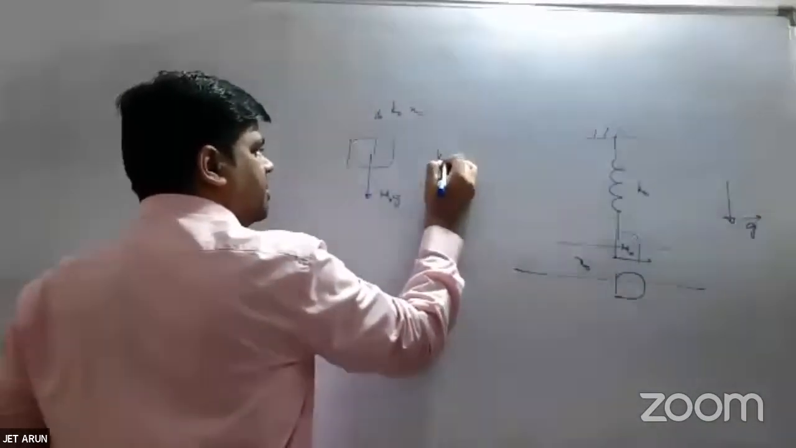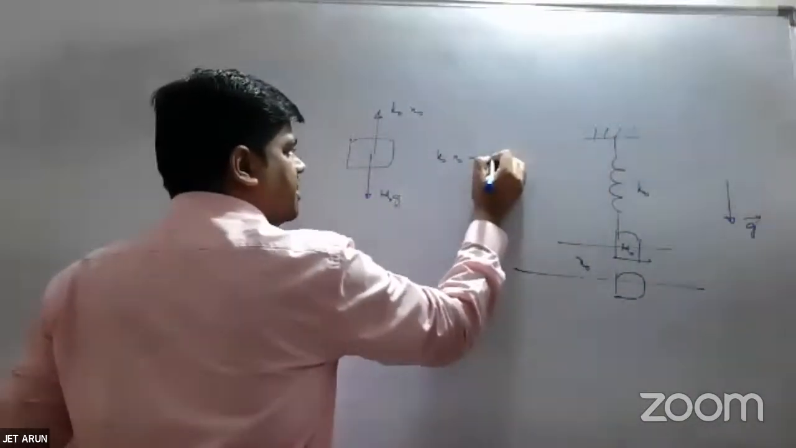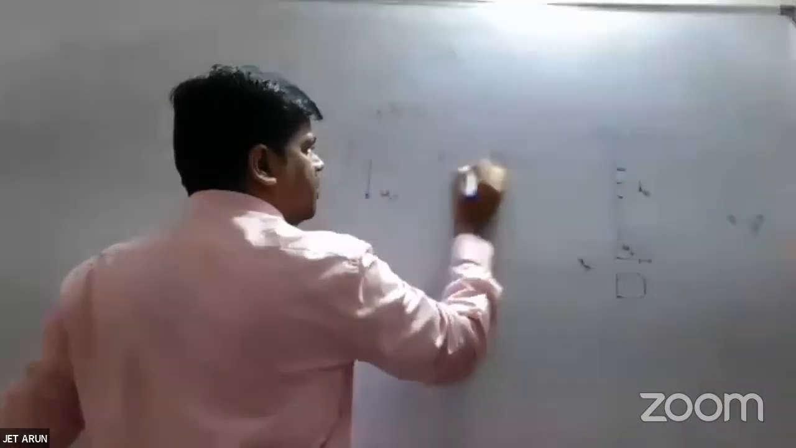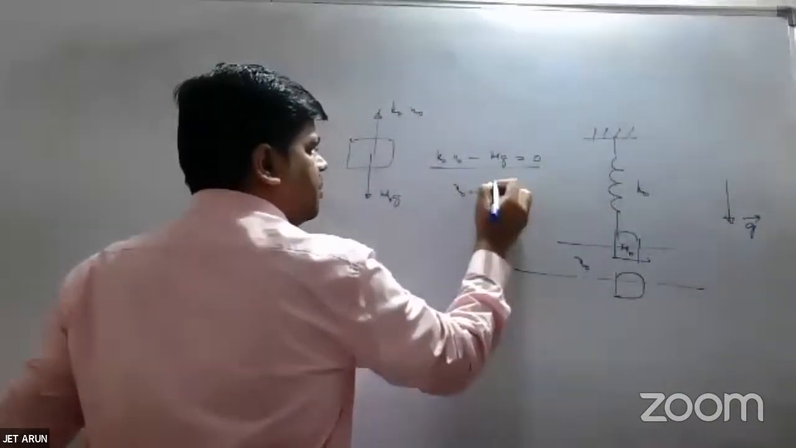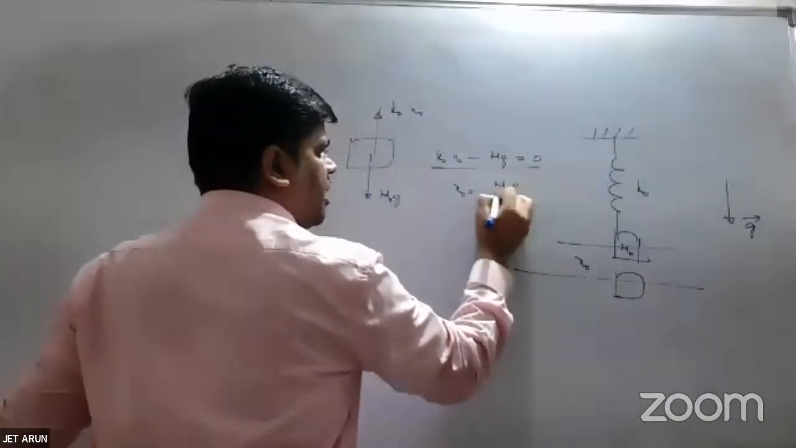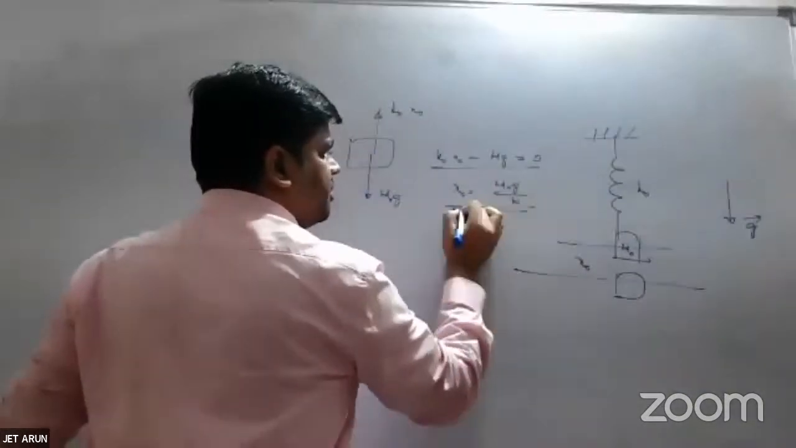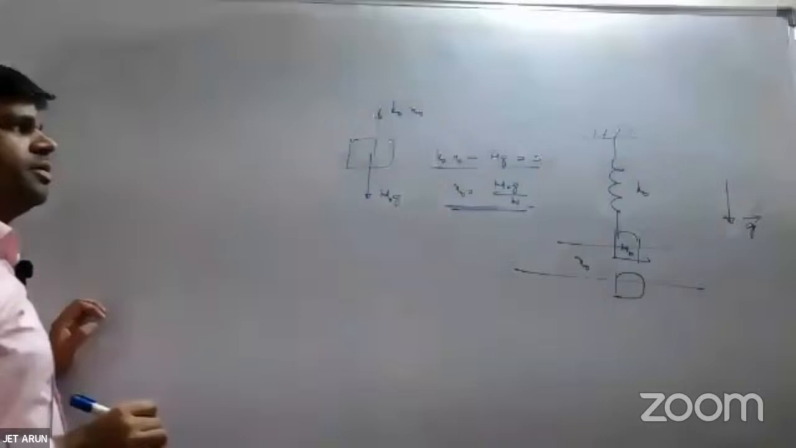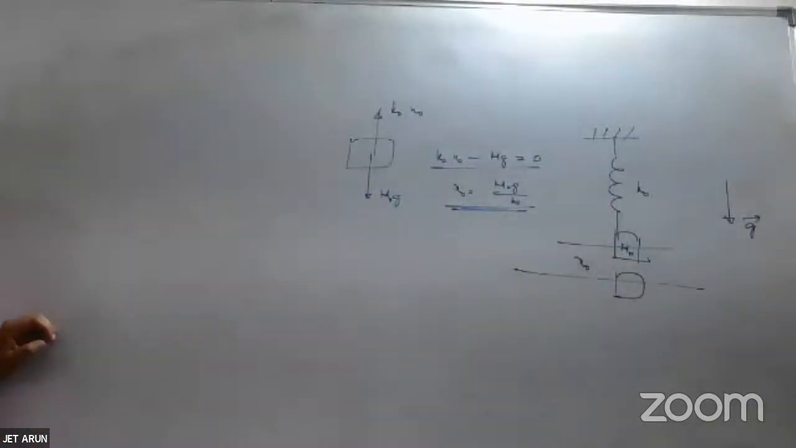So k naught x naught minus m naught g equal to 0. So x naught is equal to m naught g by k naught. That's my extension, equilibrium extension of the spring. All right.